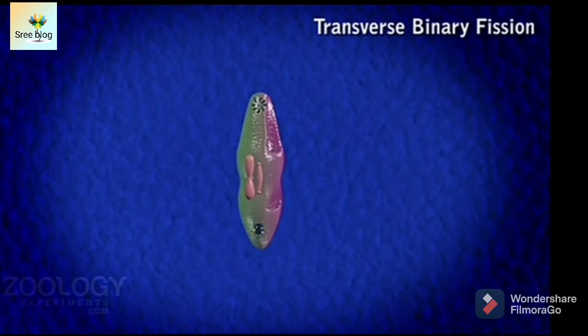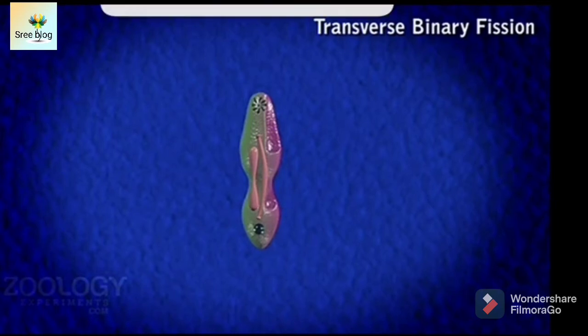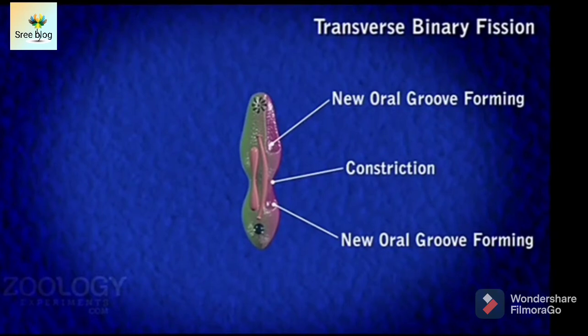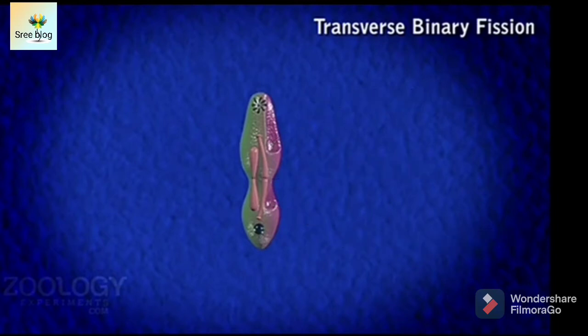Paramecium has two nuclei, the macronucleus and the micronucleus. The macronucleus divides by amitosis and the micronucleus divides by mitosis. After division, they move towards the opposite ends. At the same time, a constriction develops at the middle part of the body, which divides the cytoplasm into two equal parts.